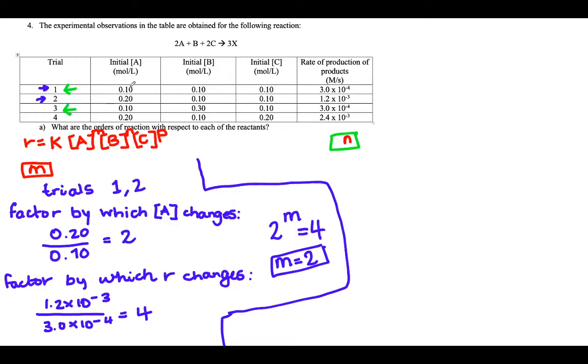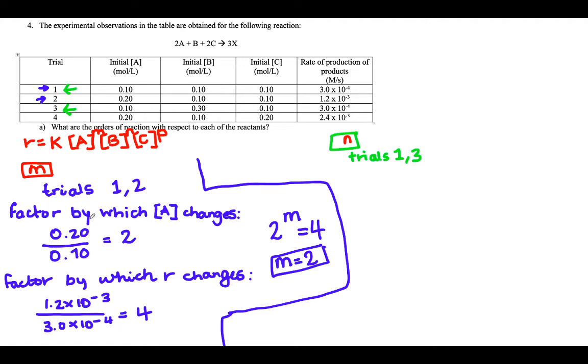So let's check again. Concentration of A in 1 is 0.1. The concentration of A in 3 is 0.1. So that stays consistent. Same thing for concentration of C. So let's write that out. Trials 1, 3.